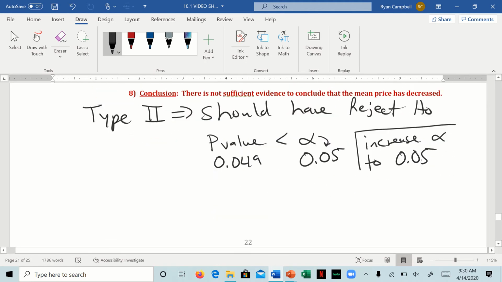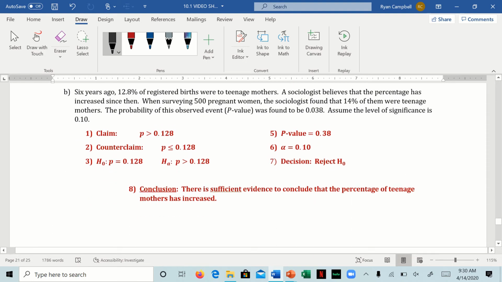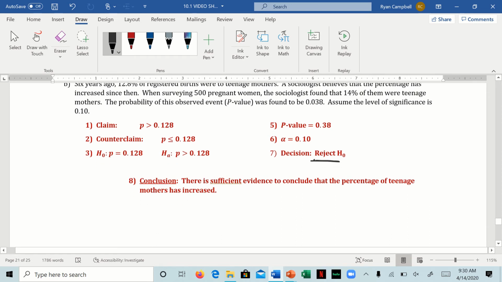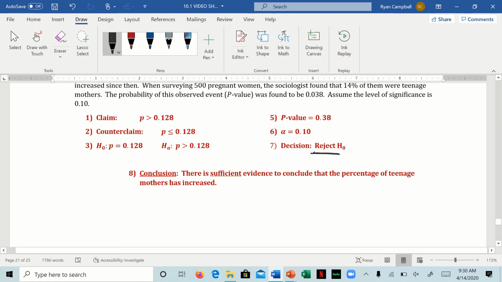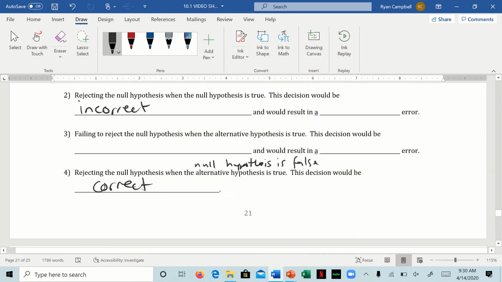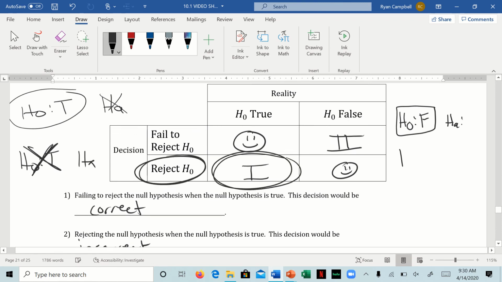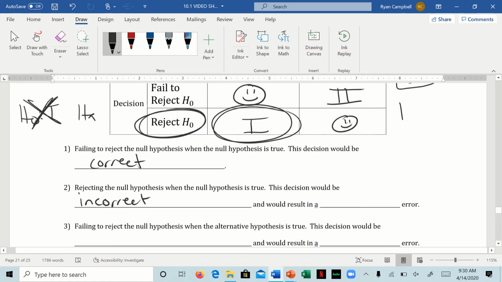And that's it. All right, let's look at part B. So we rejected the null hypothesis, right? So if you go back to our table, I'm scared to go back. I don't want it to mess up again. Okay, cool. So we go back to our table, right? If we rejected the null hypothesis, then the potential was that we have a type 1 error.